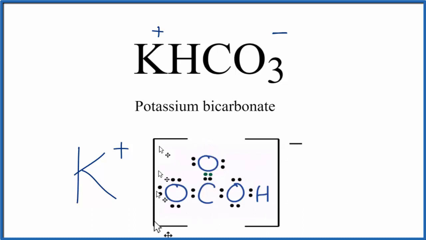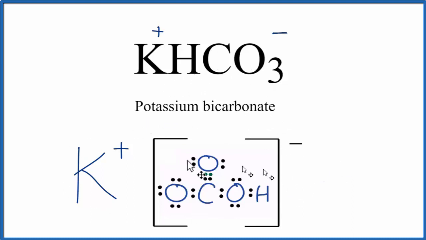We put the brackets around this to show that the potassium lost an electron to the bicarbonate. And that extra electron for the bicarbonate, that's what makes it negative. Since the potassium lost an electron, it lost a negative charge, it's positive. Positive and negative are attracted, they form an ionic bond. So this is the Lewis structure for KHCO3, potassium bicarbonate.